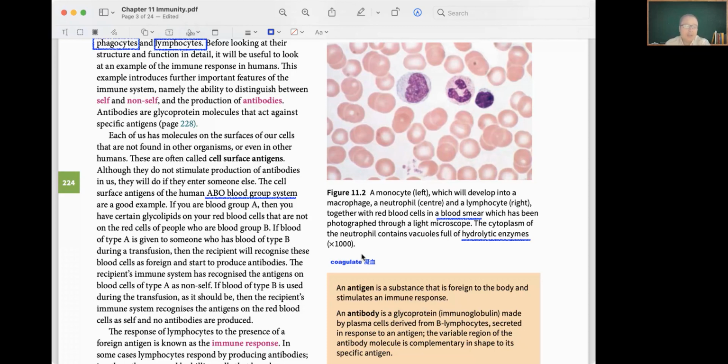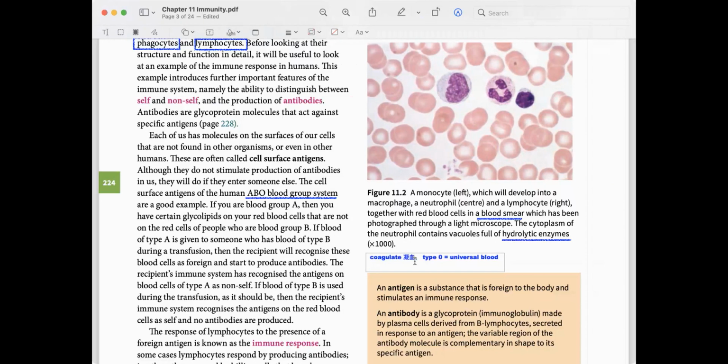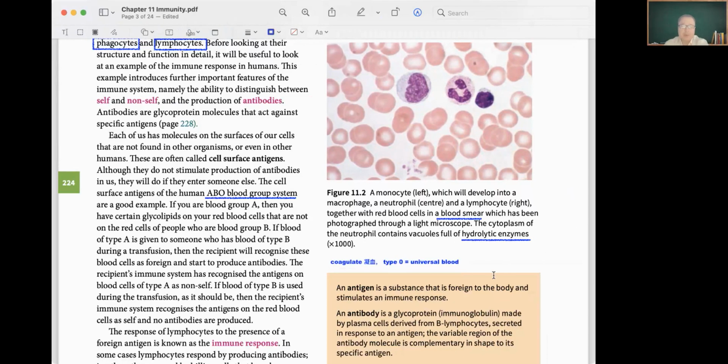Okay, but I'm sure that you know that type O blood is called universal blood. Universal blood, in Chinese, 万能血. I'm sure you know a little bit about that, right? Type O is called universal blood, 万能血. Okay, why is type O called universal blood?